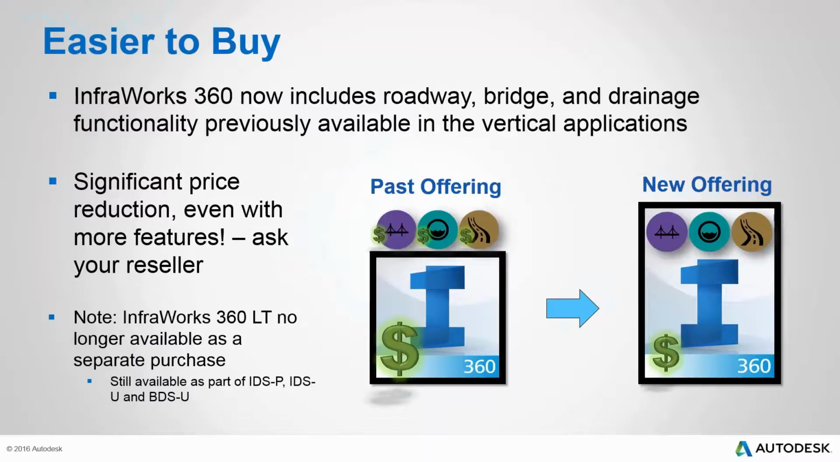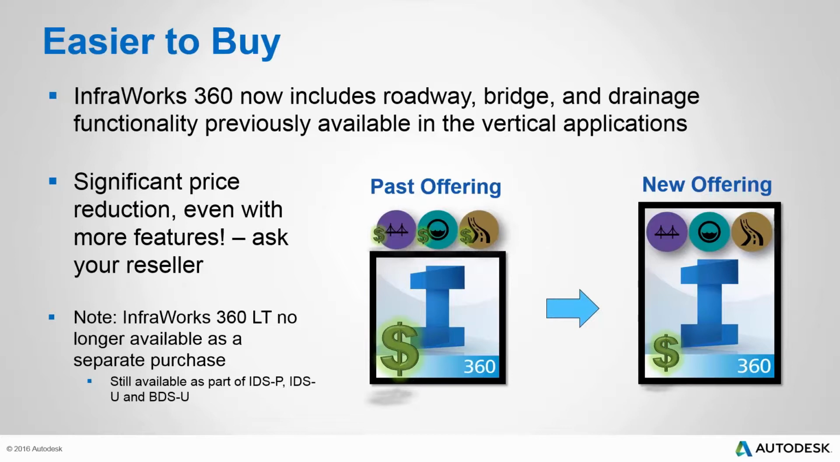So let's talk about making the product easier to buy. Up until a few days ago, Monday, the bridge, drainage, and roadway design vertical applications were a separate purchase. Starting at the bottom of the stack, there's InfraWorks 360 LT, which is a basic version of the product, which is included with suites, but up until this week, you could purchase separately. Then you had full-blown InfraWorks 360, which was a separate purchase. And on top of that, you could individually purchase each vertical application: bridge, drainage, and road.